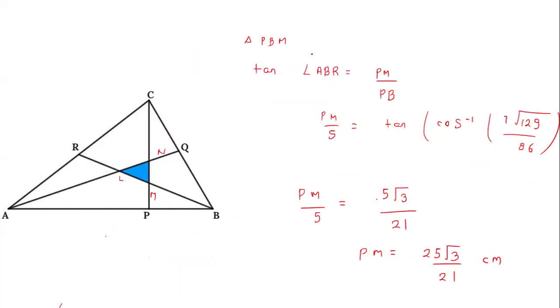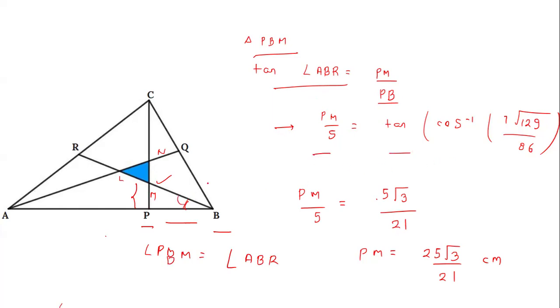Now consider the triangle PBM, where this is P, this is B, this is M. Now we know the tan of angle ABR. Angle PBM is the same as the angle ABR, because this is common in both. So we can write this as PM by PB. PM we don't know yet, but PB we know is 5, and the tan of this angle we calculated previously.